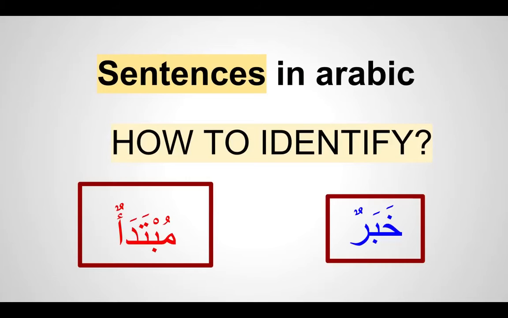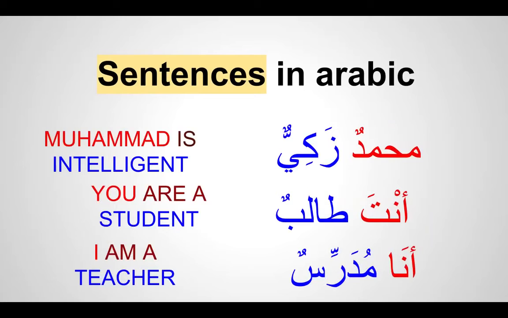How do we identify in a sentence what is mubtada and what is khabar? For those who are not familiar with Arabic, when we translate, how do we identify them? In English we read Muhammad is intelligent, you are a student, I am a teacher. But in Arabic we just write Muhammadun zakiyun, which literally means Muhammad intelligent. There is no is. Anta talibun, you a student. Ana mudarrisun, I a teacher.